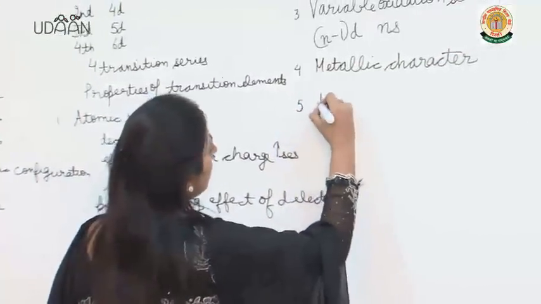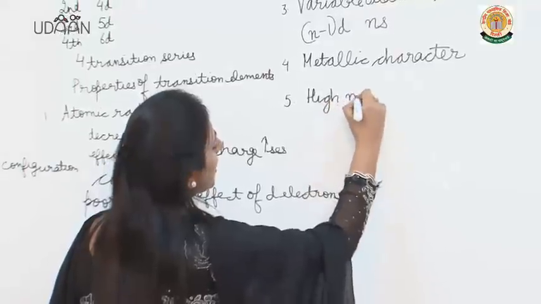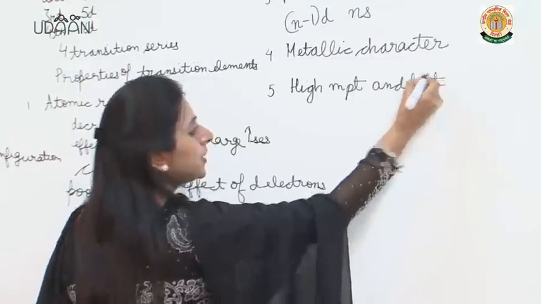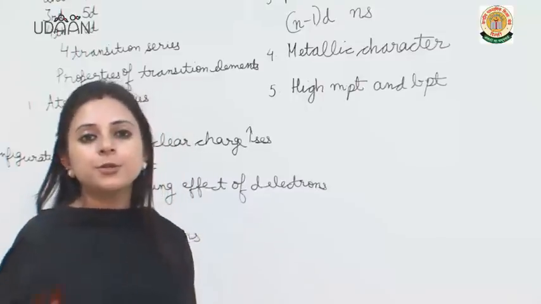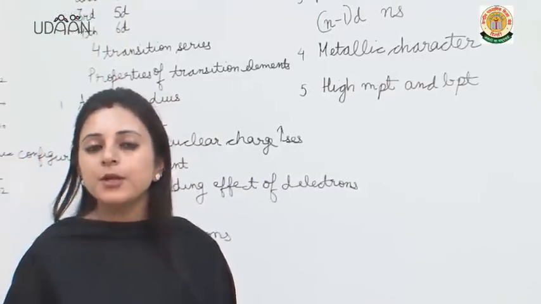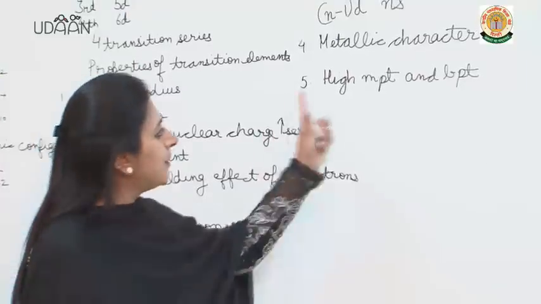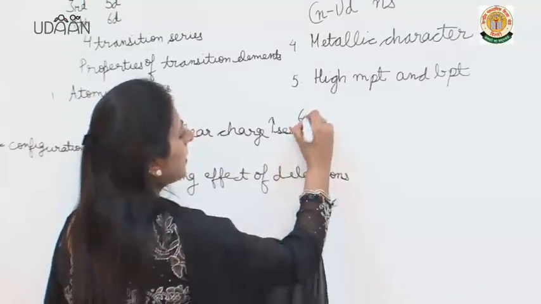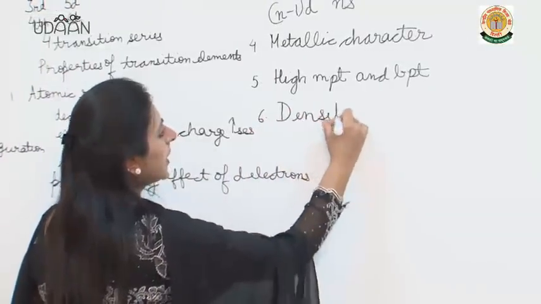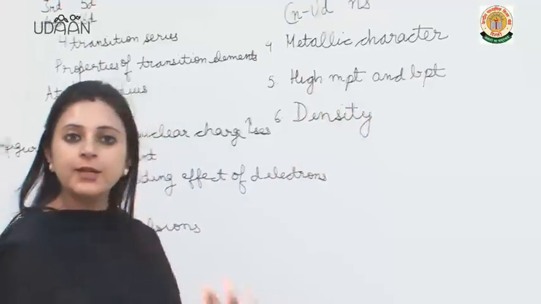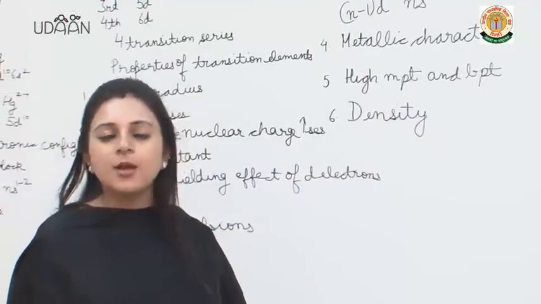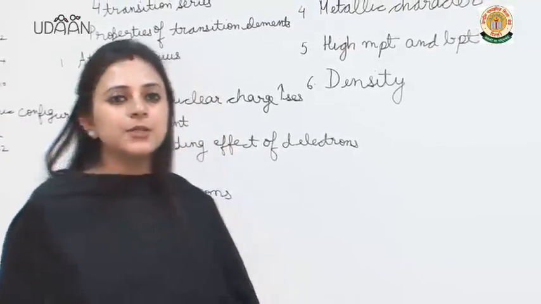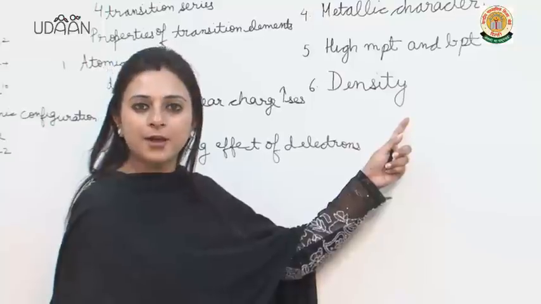Now when we talk about melting and boiling point, the melting and boiling point is very high. Now why do you think it is high? Because due to the presence of unpaired electrons the metallic bonding is strong, जिसकी वजह से melting point and boiling point is high. अब इसी से हम density समझेंगे that density is also very high. Why density is high? Again the same reason, due to the presence of unpaired electrons metallic bonding is strong, जिसकी वजह से the density is high.